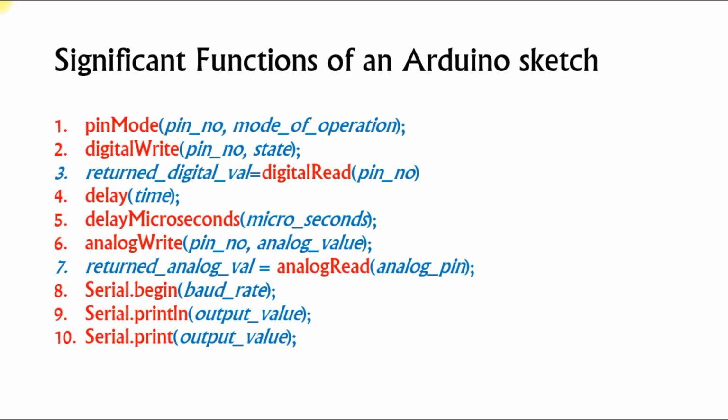Here we are mentioning the analog pin number. We know that in Arduino UNO we have A0, A1, A2 up to A5. Similarly, we have 6 analog pins. So this analog pin has to be represented as an input argument for this command.